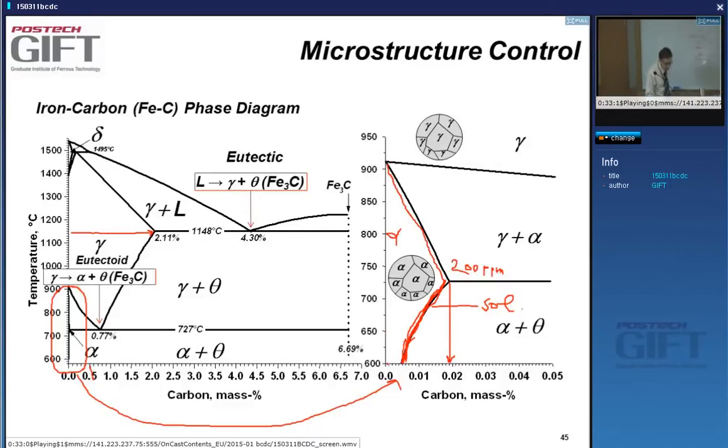And you can see, for instance, at 600 degrees C, the solubility is 0.005% carbon. So that corresponds to 50 ppm carbon. As we reduce the temperature, the driving force for pushing the carbon out of the lattice is very high.